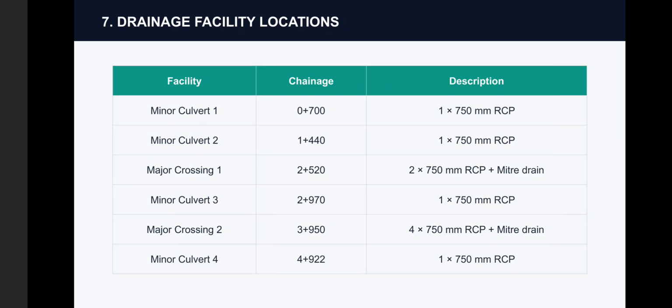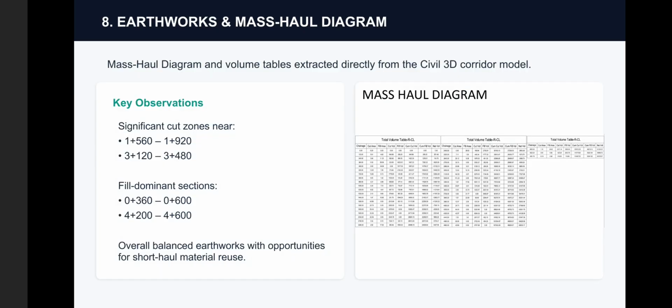This slide just shows once again the drainages of each of these areas identified. As seen, there are 2 major crossings and 4 minor crossings. At major crossings, there is more than 1 culvert used, and at the minor crossings, we only use one 750 millimeter reinforced concrete pipe.